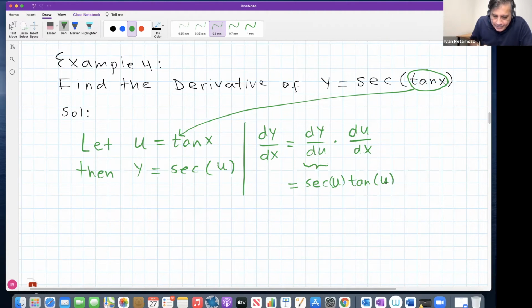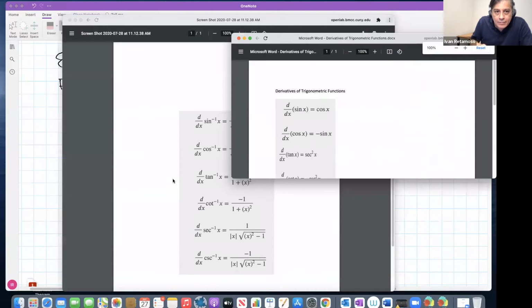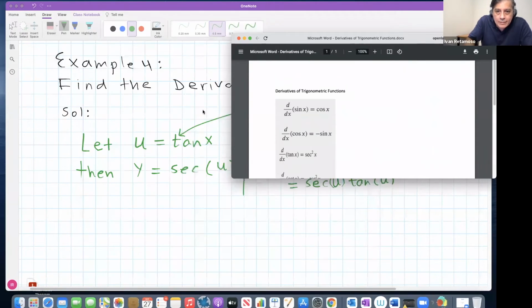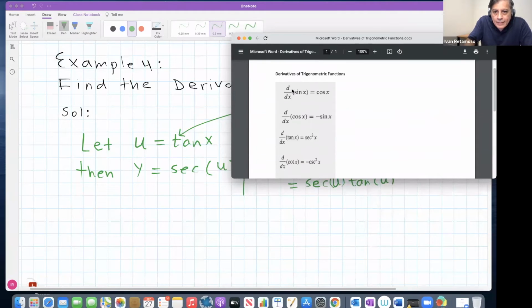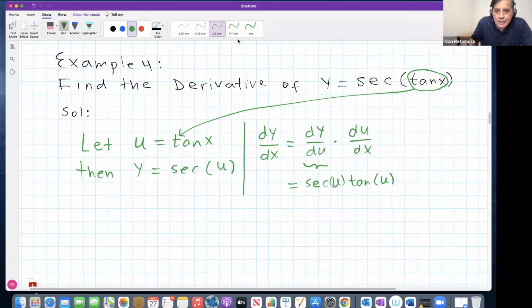And I have placed these derivatives, in case you don't remember the derivative of secant, in sheets. They are available on our website. I think this one is here. This is the one for inverse functions. This one. Here it is, right? Derivative of secant multiplied by tangent. So have this, you can have these sheets printed out or handy, right? When you take your exams, if you forget, they are there. Derivative of secant times tangent, times derivative of u with respect to x.